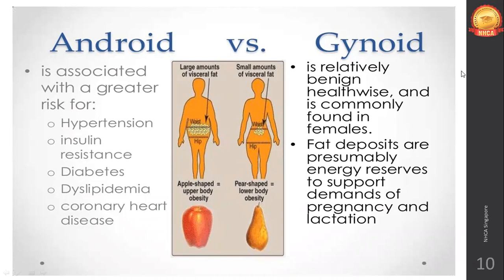Okay, coming to the gynoid, it's relatively benign health-wise, and it is commonly found in females. Okay, the fat deposits are just an energy reserve to support the demands of pregnancy and lactation, which we have just discussed. Soon after pregnancy, whatever weight a woman has gained, it's usually her hips and thighs that gain a lot of weight along with the breast. Okay, it is supposed to support the childbirth as well as the lactation.